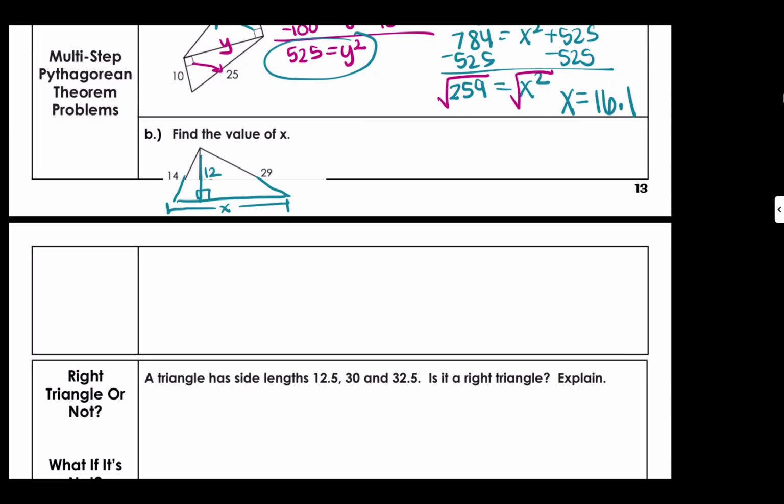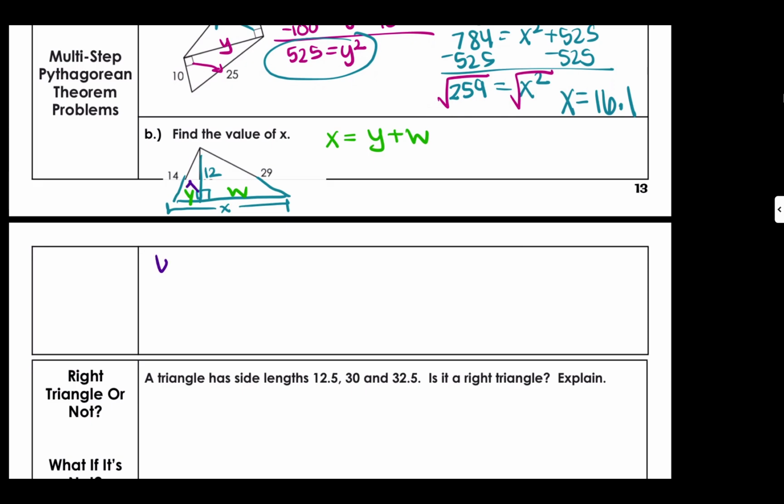Okay. So to find x, we actually need to find, again, two separate little lengths. So let's call this one y and this one w. We know that x is equal to y plus w, so we need to find those two lengths. So let's first find y.